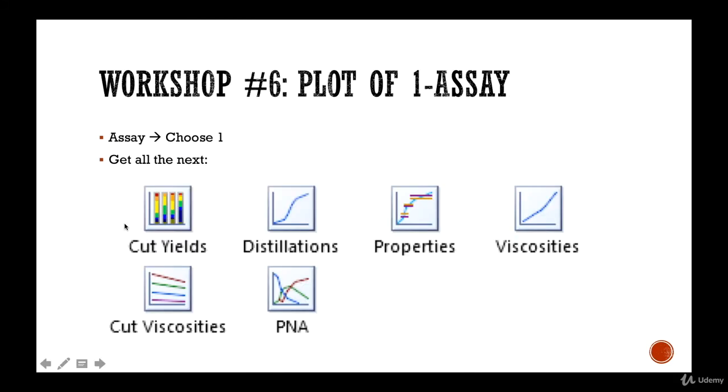In the next workshop, we will be working with the plots of one assay. So check it out, see how we use the cut yield, distillation, property, viscosity, and so on. This is very interesting because we will be working with actual results of our previous data.